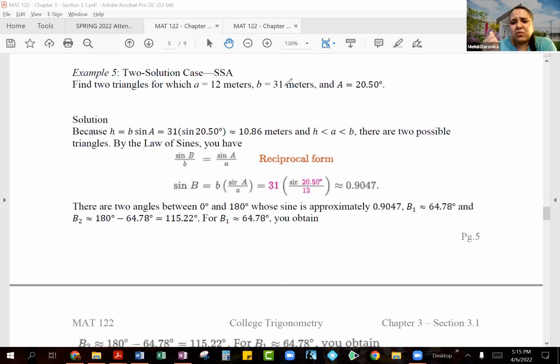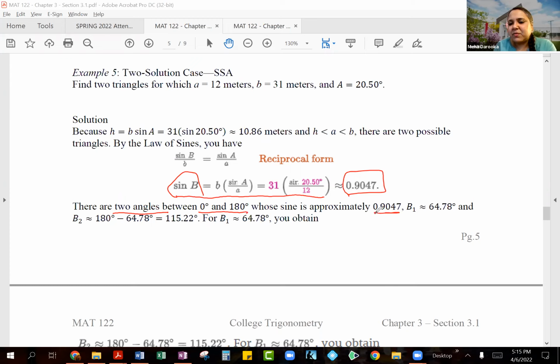So same thing, you go ahead and find what your angle B is. Once we find angle B, we can come up with angle C, but this is where you will actually run into this situation over here. So you'll see we plug in our numbers and your sine of B comes out to be 0.9047. So because that number was small enough, you can actually come up with two angles that would be between 0 degrees and 180 degrees.